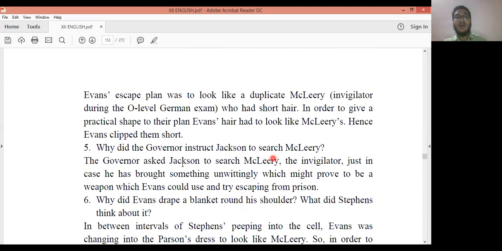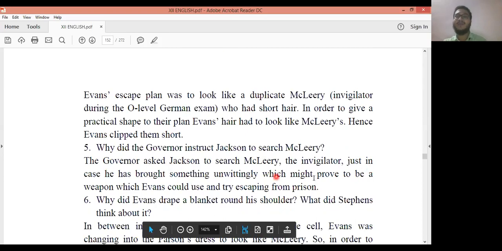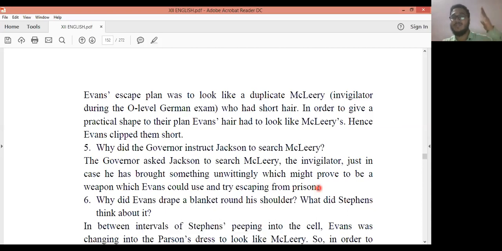Why did the governor instruct Jackson to search McLary? The governor asked Jackson to search McLary, the invigilator, just in case he had brought something unwittingly which might prove to be a weapon which Ivan would use to try escaping from prison. He might have brought some other stuff that would help Ivan escape, making this man a hostage, keeping a knife on his neck. But that was not his actual plan.